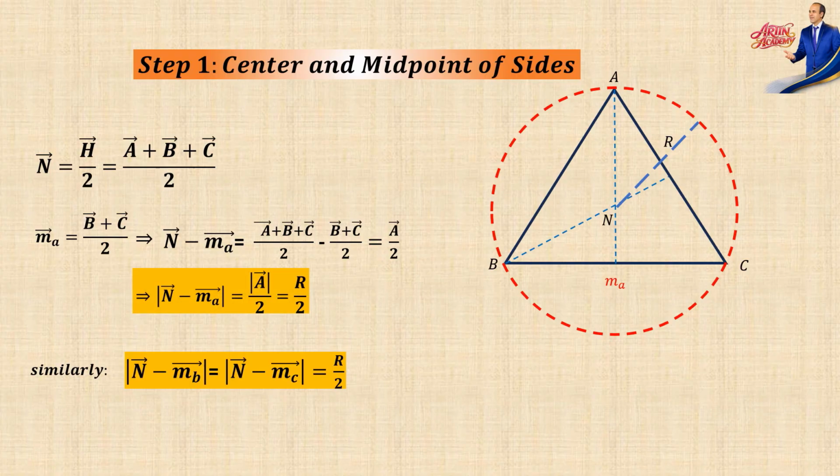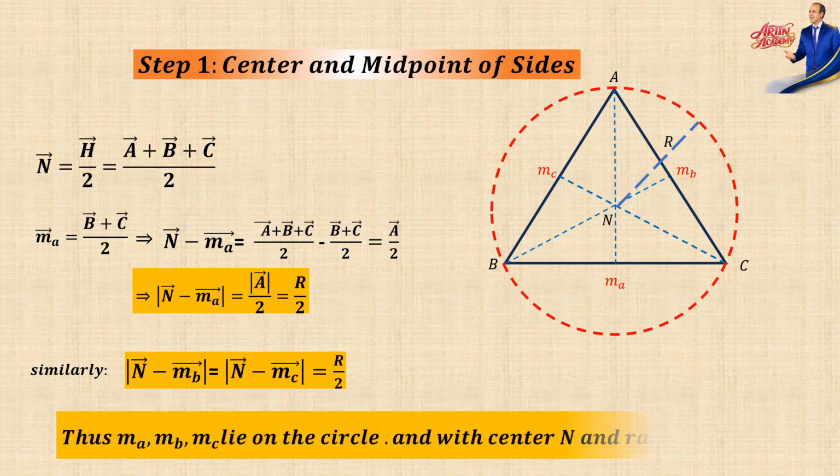The midpoint of BC, M sub A, has the position vector equal to the quantity vector B plus vector C divided by 2. Then, the position vector of N minus the position vector of M sub A is equal to the quantity vector A plus vector B plus vector C divided by 2 minus the quantity vector B plus vector C divided by 2, which is equal to vector A divided by 2. Therefore, the magnitude of vector N minus vector M sub A is equal to the magnitude of vector A divided by 2, which is equal to R/2.